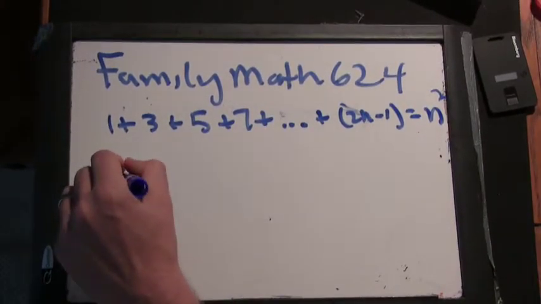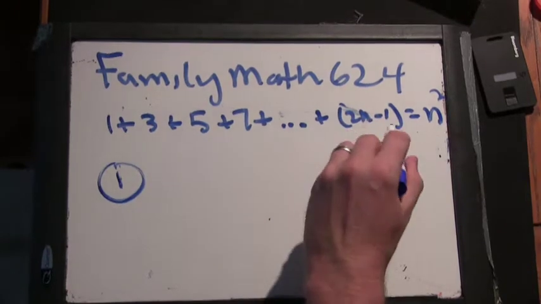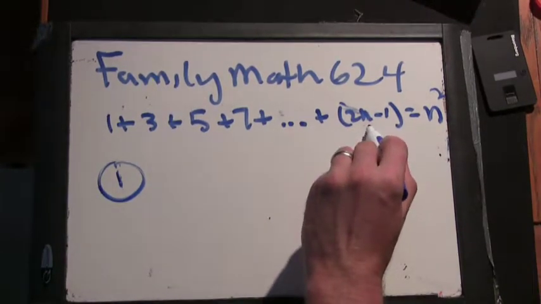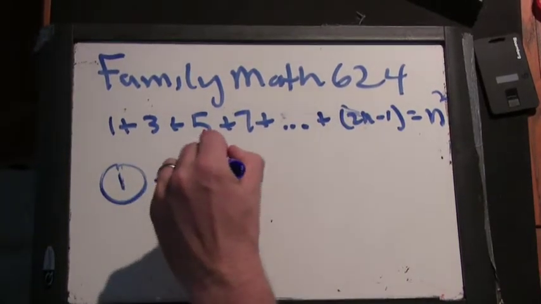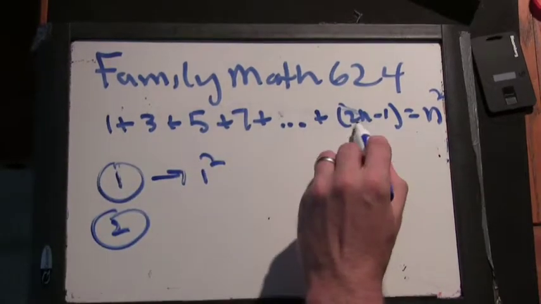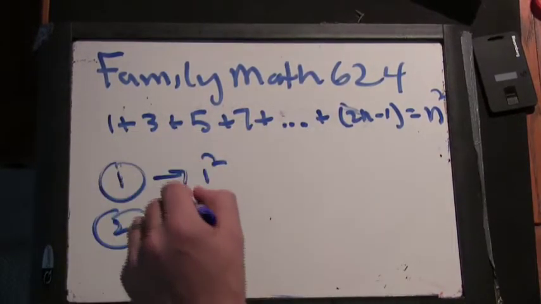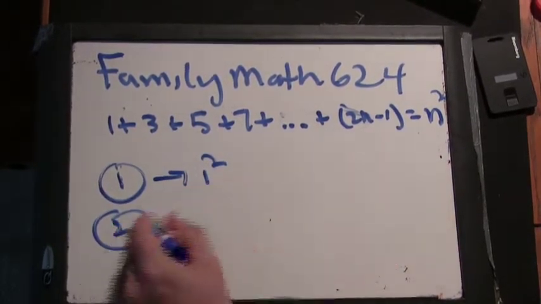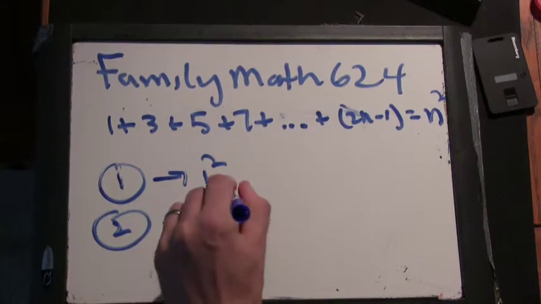Alright. 2n minus 1 is where I stop. If I stop at 1, I get 1, which is 1 squared. If I stop at 2, so 2n, that should be 3, so 1 plus 3 is 4, or 2 squared.